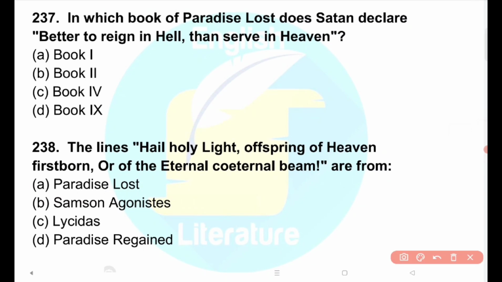In which book of Paradise Lost does Satan declare, better to reign in hell than serve in heaven? Option B, book second. This famous line is spoken by Satan and says that it is better to rule over, be like a king in hell, than to serve somebody and be a slave in heaven.